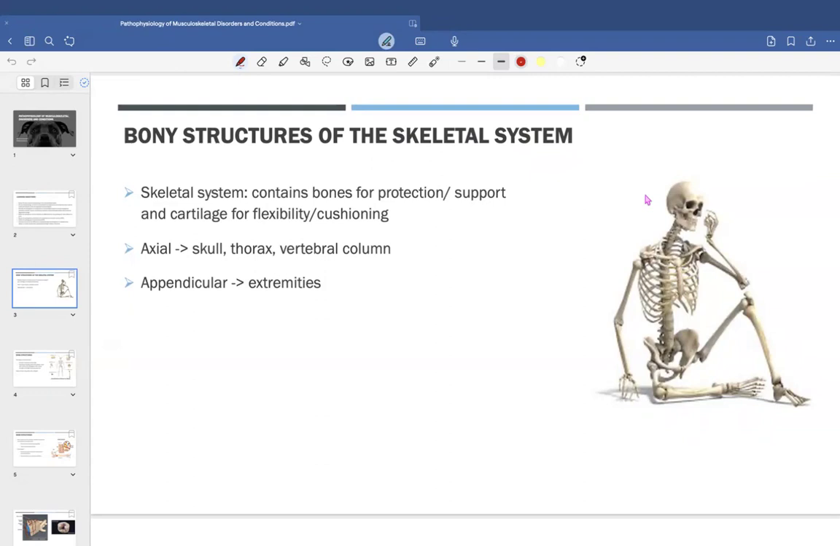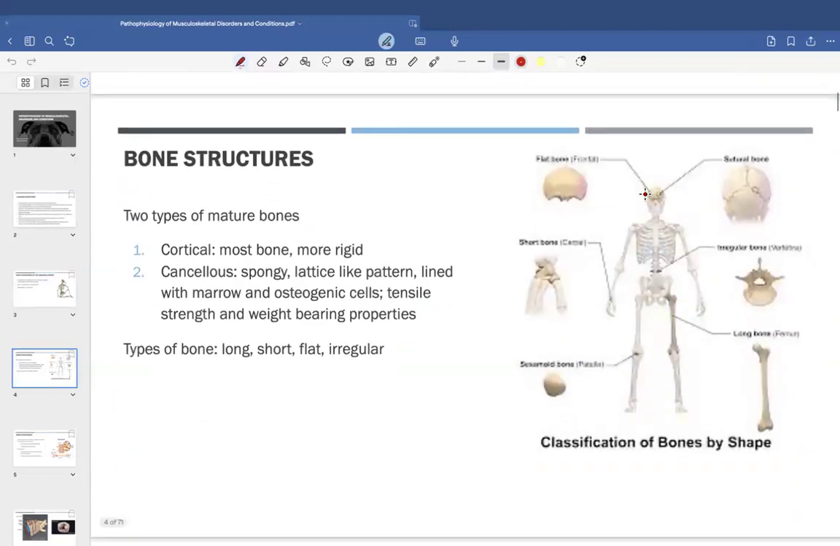So when we talk about axial loading, it means through this vertical axis. Okay, so you'll hear those terms. And so through the skull, thorax, vertebral column, that's axial loading along that vertical axis. Okay, your appendicular, it's not just the appendix when we're talking about skeletal system, it really means the extremities. And so all of this is important in our function, fluidity of movement, etc.